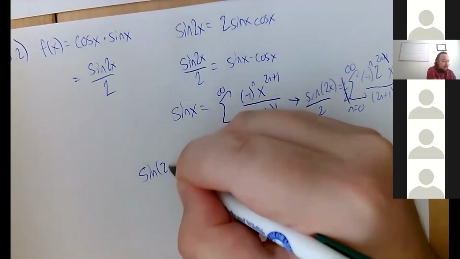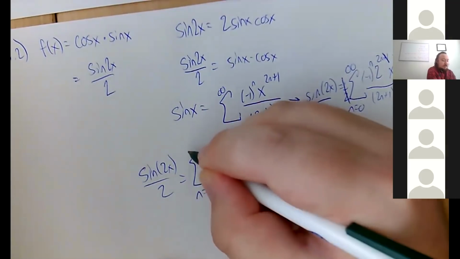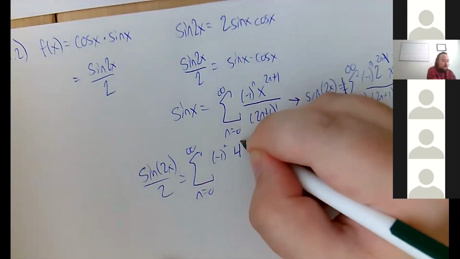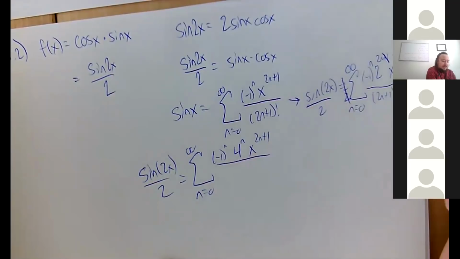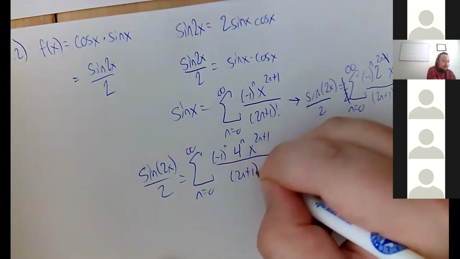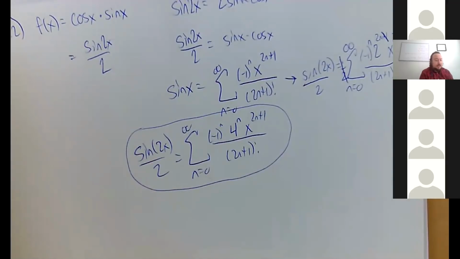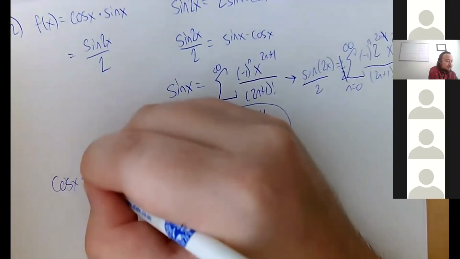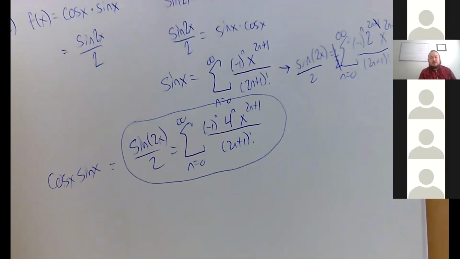So in summary, my series will be the sum from 0 to infinity, negative 1 to the n, 4 to the n, x to the 2n plus 1 divided by 2n plus 1 factorial. So there we go. So there is our series for this, which was also what we wanted originally. Cosine times sine. All right, so that's how we handle that guy.